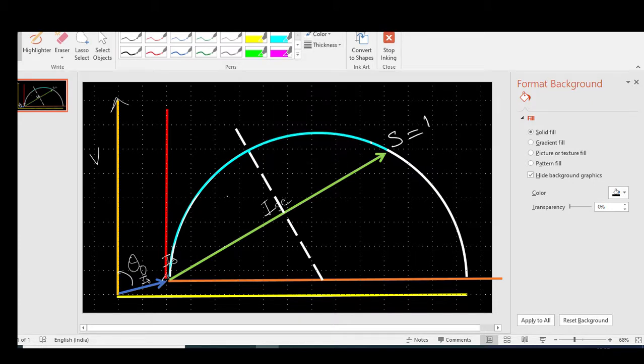Here S is equal to 1, and what is the value here? Here the value is S is equal to 0. In between you will get current for normal motoring, and this is a circle on which we will have our input current, right?